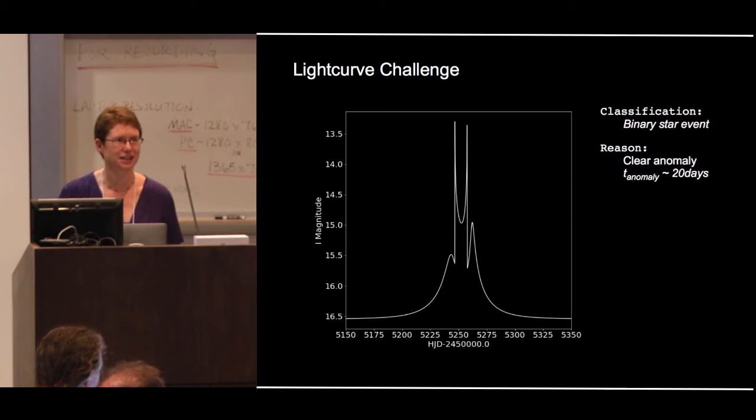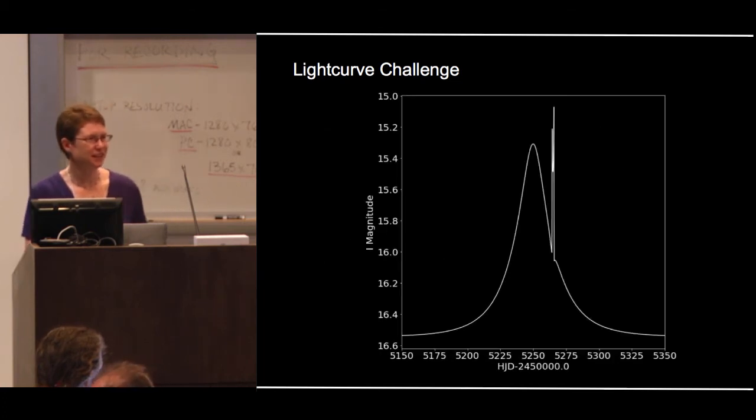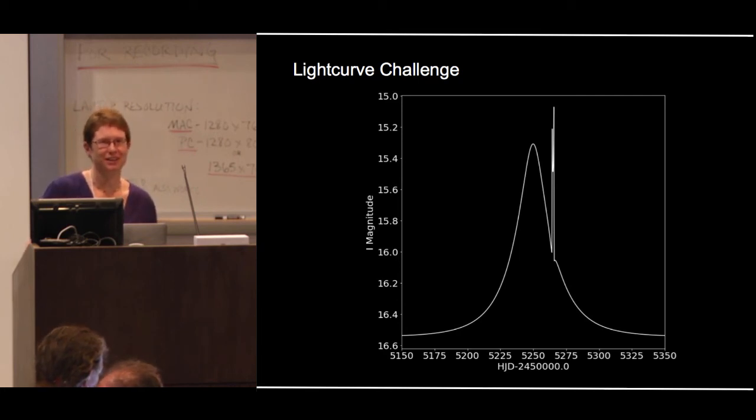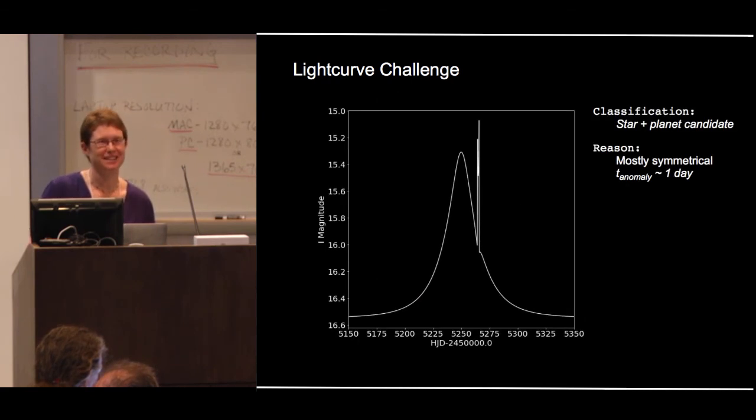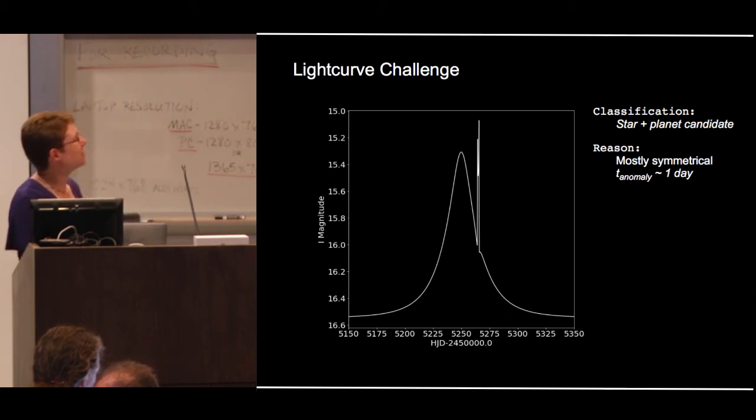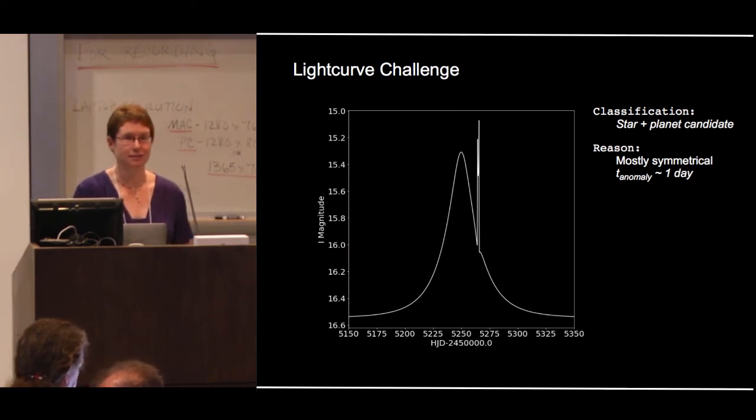And so one last challenge. Single lens? No takers, good. Binary lens? Stellar binary? Nope, good. Exoplanet? Yay! Very good. Again, mostly a symmetrical curve. The anomaly lasts approximately 1 day, so that is a classic exoplanet. Okay, and I will stop there. Thank you very much.